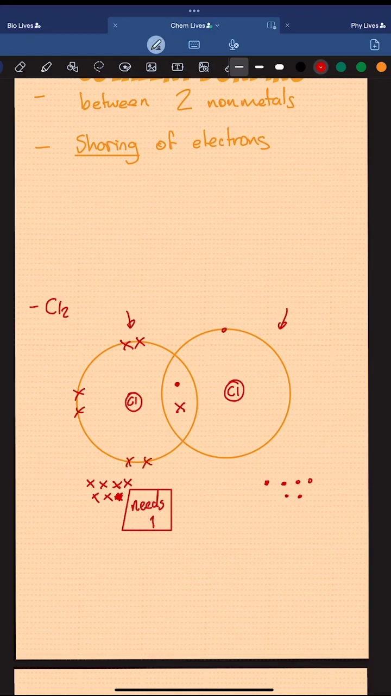And 6 electrons on our right. 1, 2, 3, 4, 5, 6. And now we've used all our electrons and this is stable. So this is covalent bonding.